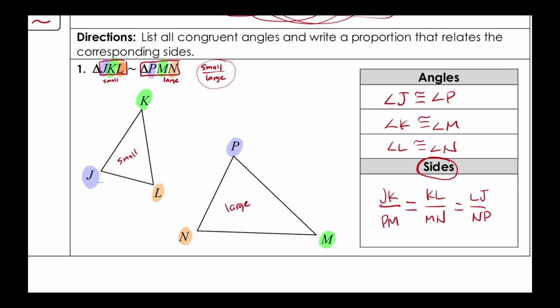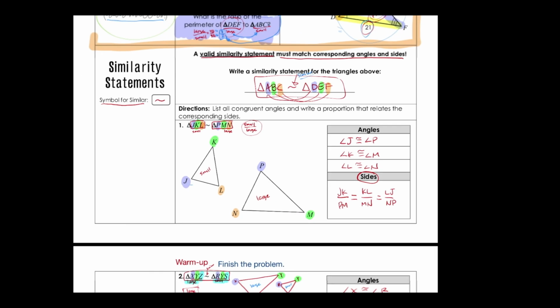And then we can make our similarity statements. Remember, the angles are congruent. The matching angles are equal, right? J and P are matching, so they're equal or congruent. K and M are matching, so they're congruent. And L and N are matching, so they're congruent. So that's what we've done.